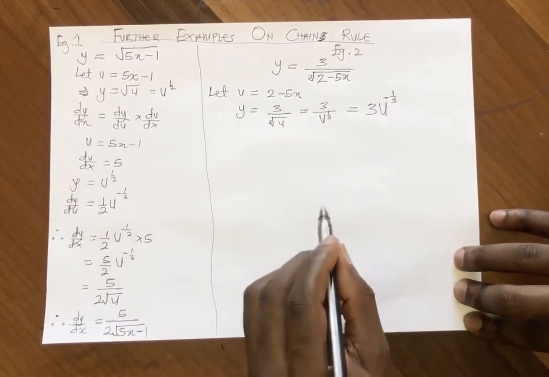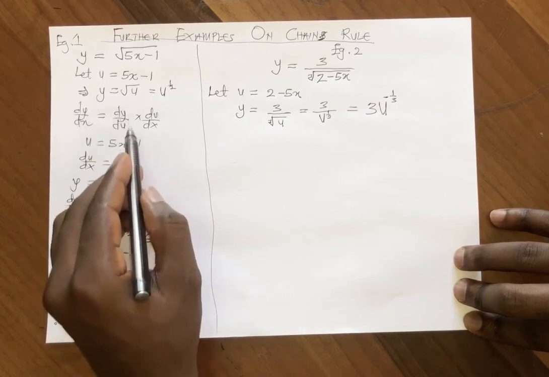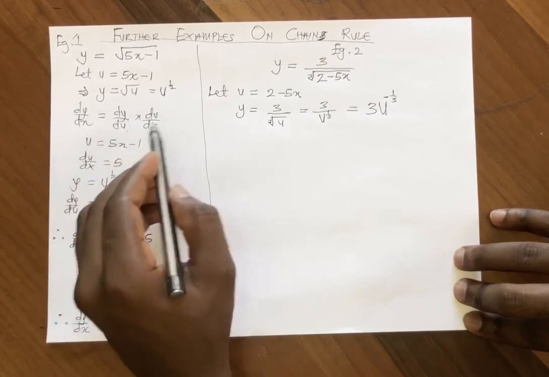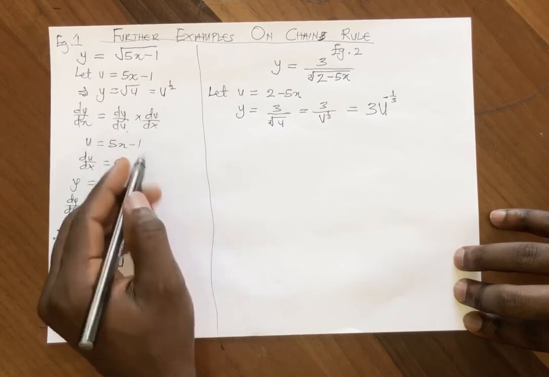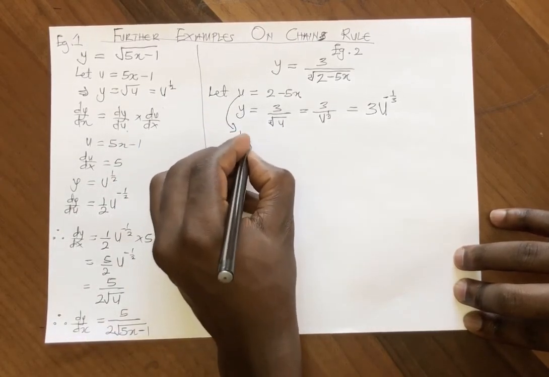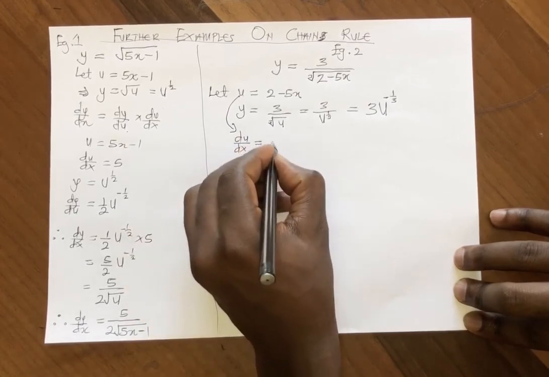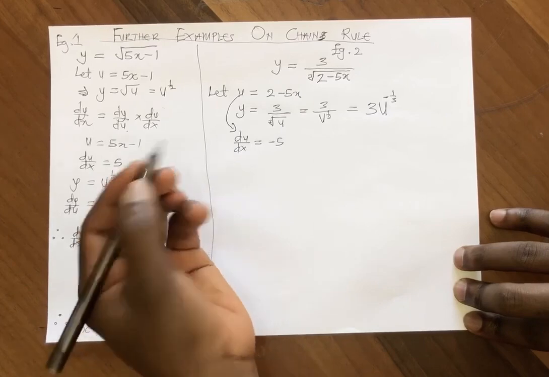All right, so the chain rule states that we should differentiate the y with respect to u, and also we should differentiate the u with respect to x, okay? So let's start with this one. So du dx will be equal to negative 5, all right?